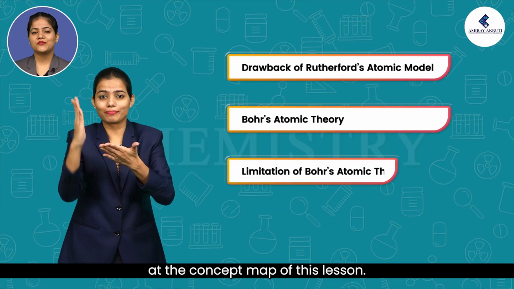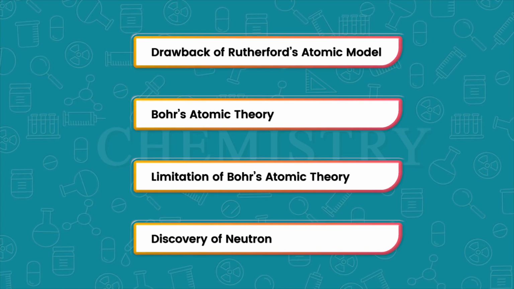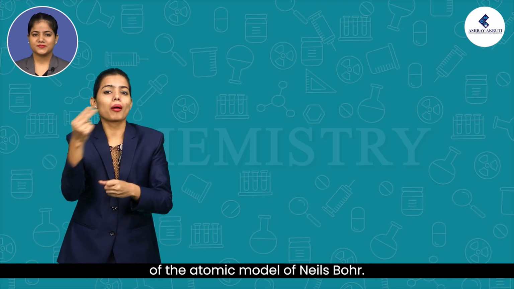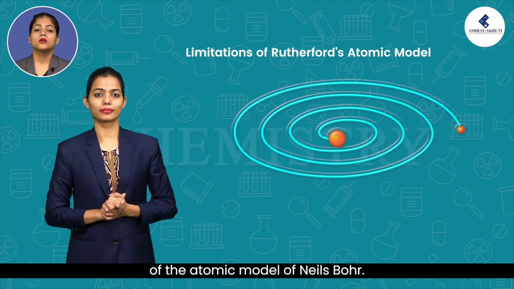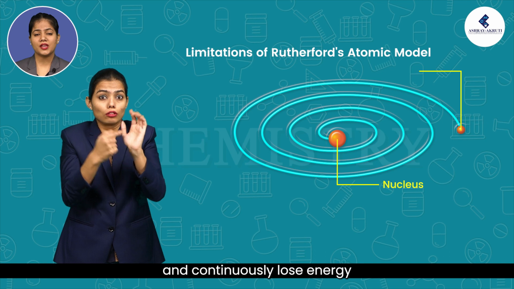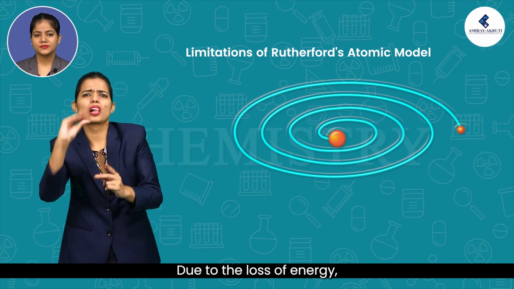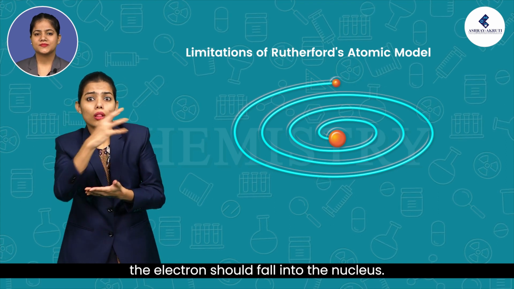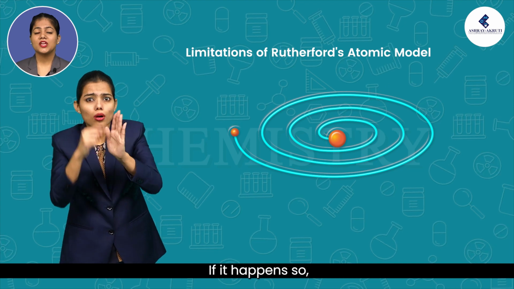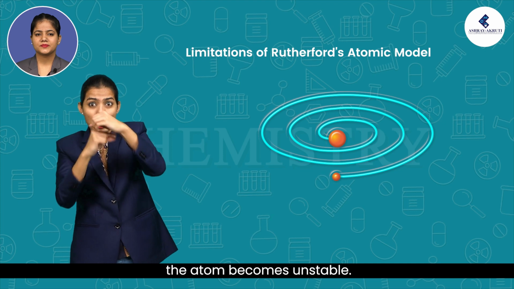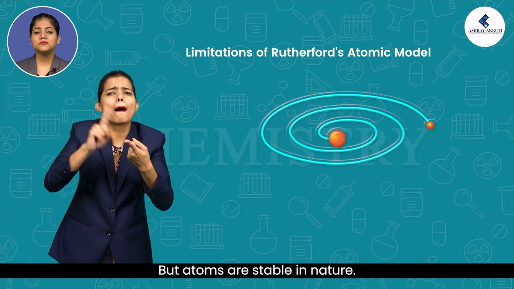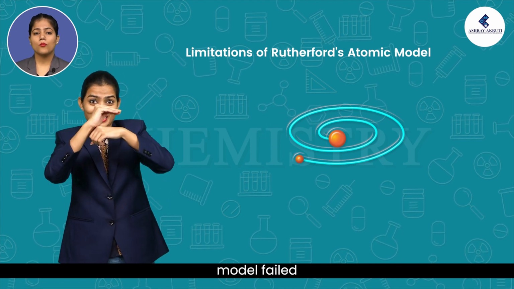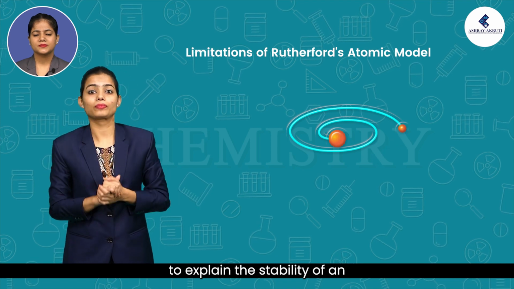Let us look at the concept map of this lesson. First, we should know what was the importance of the atomic model of Niels Bohr. A moving electron should accelerate and continuously lose energy. Due to the loss of energy, the path of the electron may reduce and finally the electron should fall into the nucleus. If it happens so, the atom becomes unstable. But atoms are stable in nature. Thus, Rutherford's model failed to explain the stability of an atom.